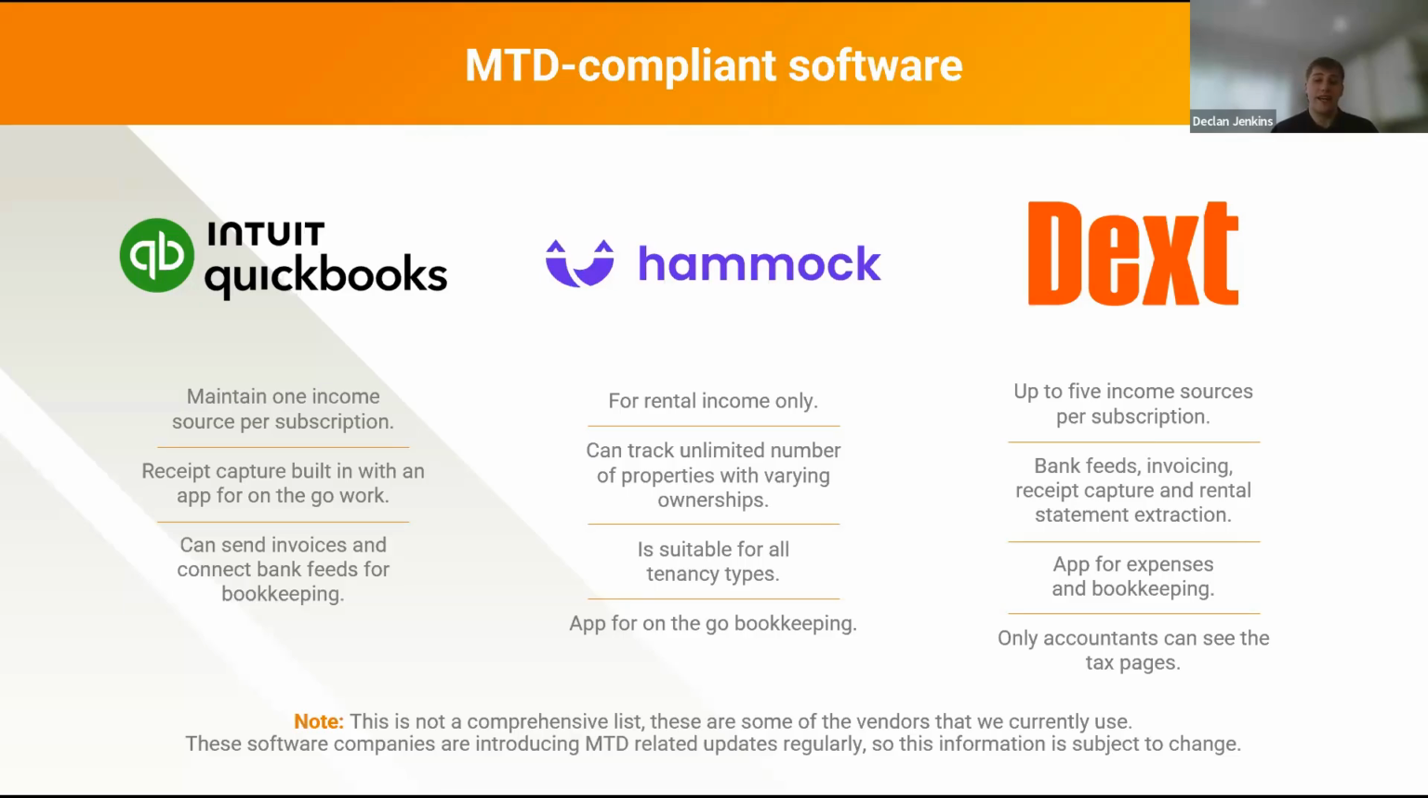Lastly, we come on to Dext. So it's Dext Solo, this license. You can have up to 5 income sources per subscription on this, and they also do joint property. So it's bank feeds, invoicing and receipt capture, and rental statement extraction. Very similar to all the other software. It has an app as well.